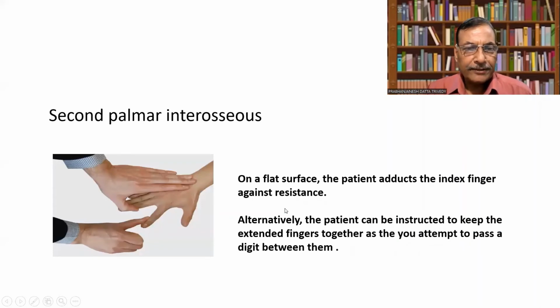The second palmar interosseous muscle testing is on a flat surface, where the patient adducts the index finger against the resistance given by the examiner.